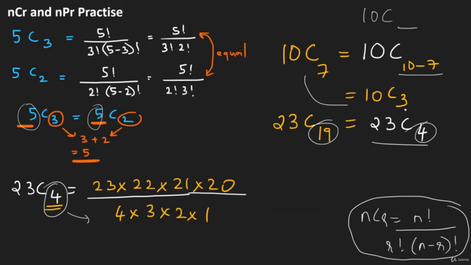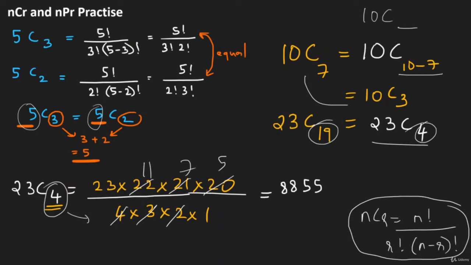If you solve it, let's try to solve it. You can cut out 4 both from the numerator and denominator. You're left with 5. Similarly, you can simplify this. 21 by 3 will give you 7. 22 by 2 will give you 11. And 1 remains as it is. So that's 23 into 11 into 7 into 5, which is equal to 8855. Therefore, 23C4 is equal to 8855.